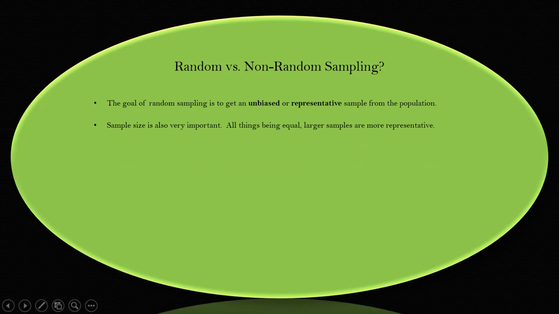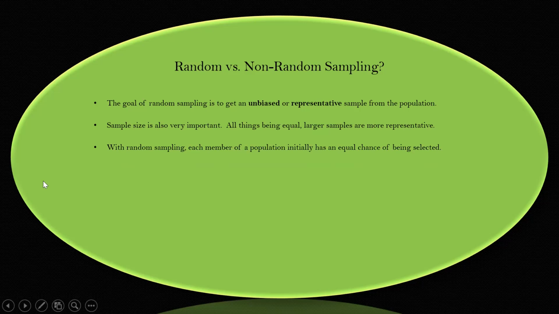Just because you use a random or probability sampling technique, which does a good job of helping you reach that goal of representativeness, it doesn't guarantee that you will have a representative sample. And another factor to consider besides the sampling technique is sample size. All things being equal, the more people or the more things you have in your sample, the more representative it will be, provided it was obtained in a random fashion.